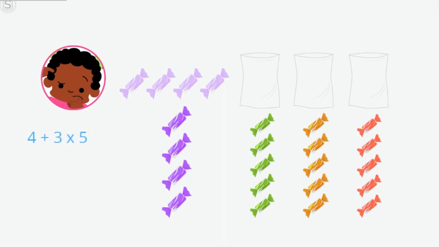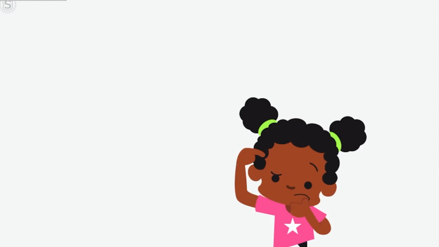In this case, to solve the operation correctly, we have to multiply 3 by 5 first, which gives us 15. Then we add the 4 to the 15, and we get 19. That's exactly how many pieces of candy Zoe has. Zoe is happy that we've worked out how to do the calculation, but she doesn't understand how we knew where to start. We're going to look at the order in which we solve any combined operation.